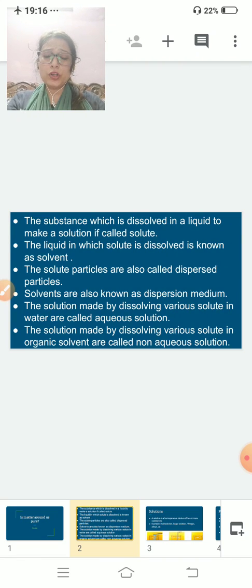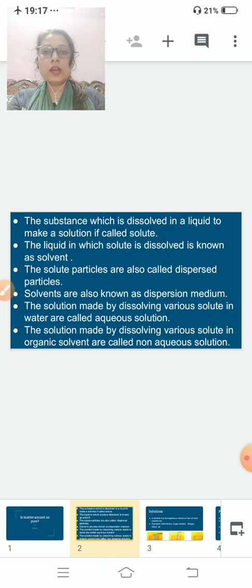I told you before going to understand solution, colloid and suspension, there are two terms which are most important to understand. Clear? And what are the terms? They are solute and solvent. So what do you mean by solute? The substance which is dissolved in a liquid to make a solution is called solute.